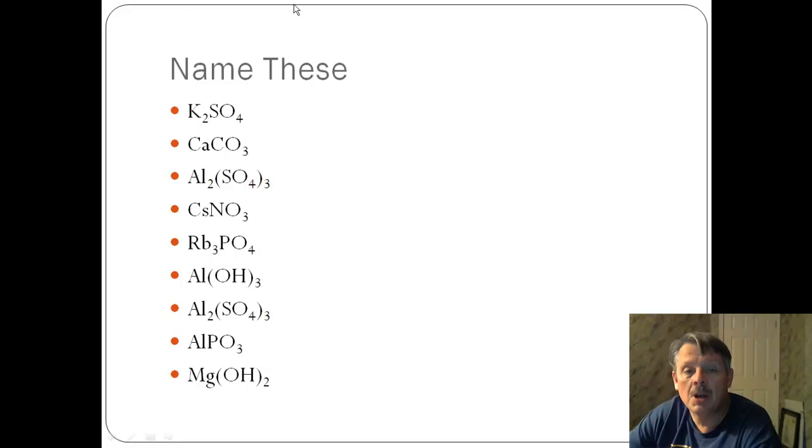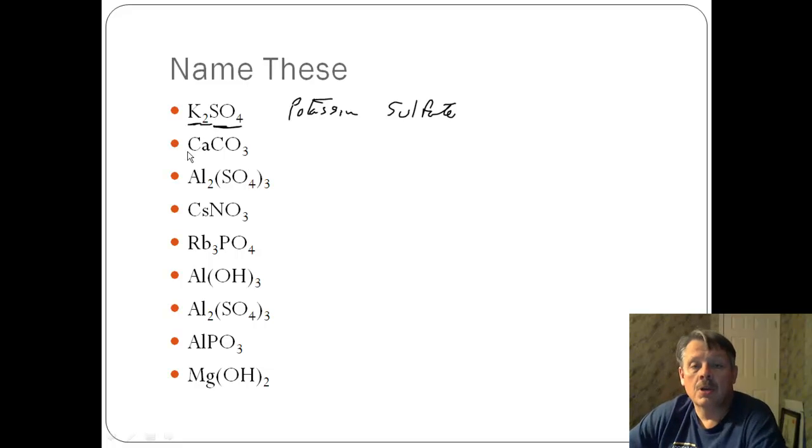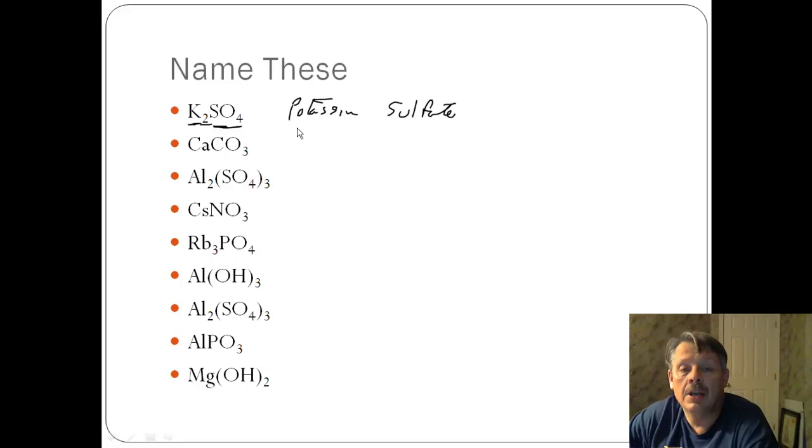So I'll name a couple for you. If I look at the top, I see potassium, and SO4 is sulfate. So this would be potassium sulfate. And you'll notice, again, I don't worry about the fact that there's a 2 after the potassium, just like I don't on any other ionic compound. I just call it potassium sulfate. So you go ahead and do these, pause the video, and do them.